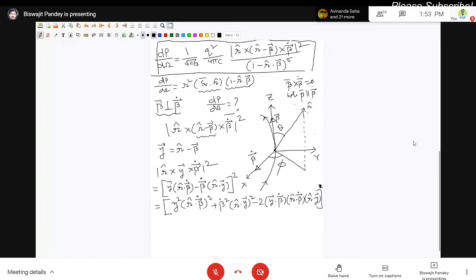So what is r cap dot beta dot? Tell me. This is r cap. That's why I have drawn this diagram. So to simplify, this is r cap, right? And what is the direction of acceleration? Along the x-axis. So what is r cap dot beta dot? The magnitude of r cap is 1, right? So what is r cap dot beta dot?